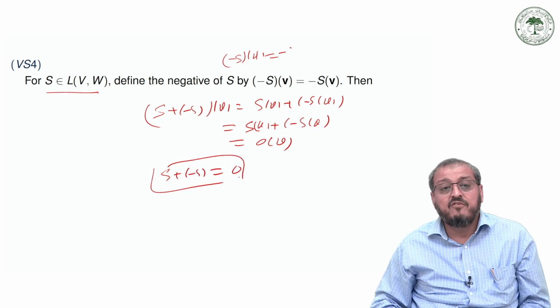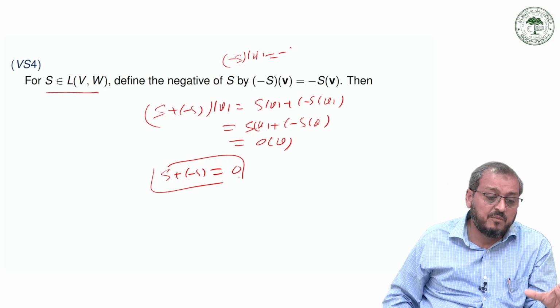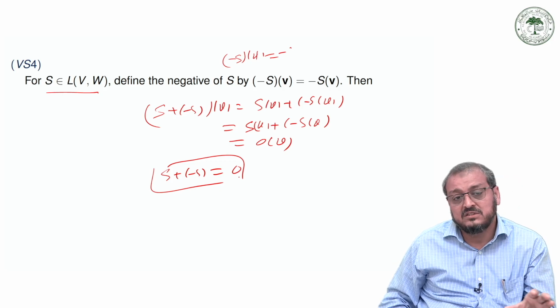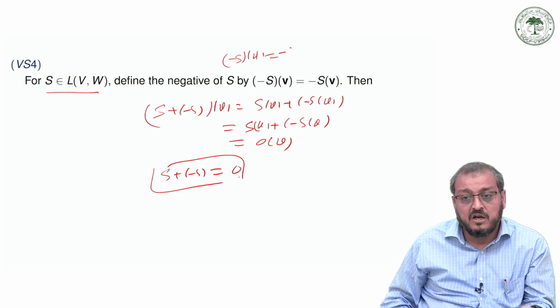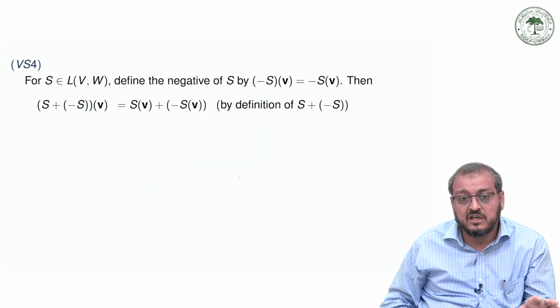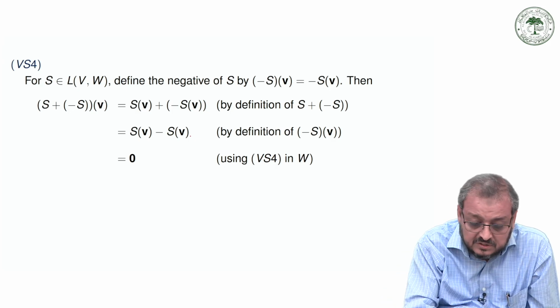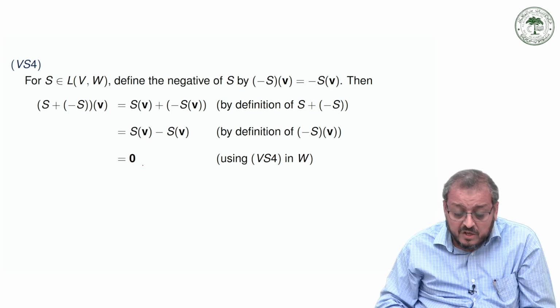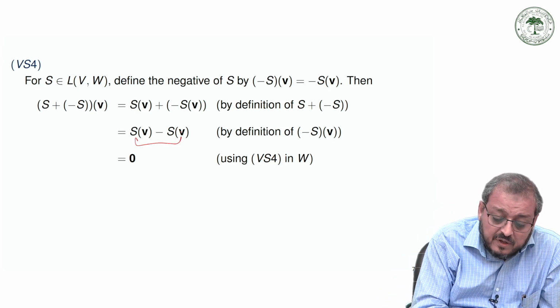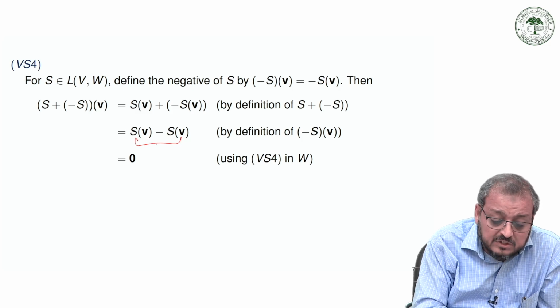So this means every element S belonging to L(V, W), minus S also belongs to L(V, W). So that means we can say that minus S is a linear transformation by the definition of this, and this by the definition of this again. So this is using the property of W, because W is a subspace.